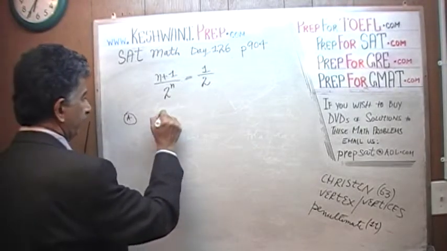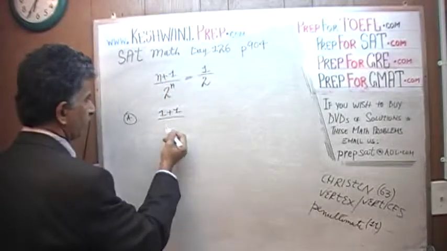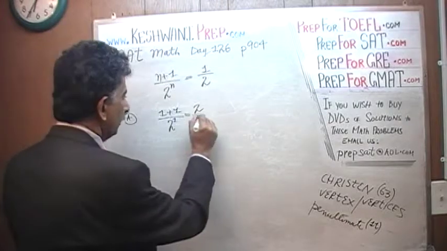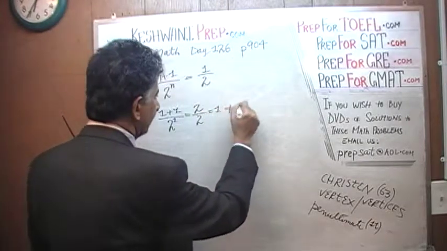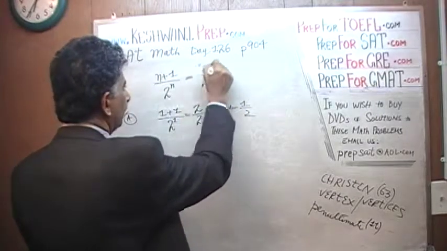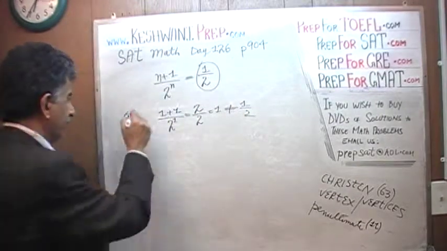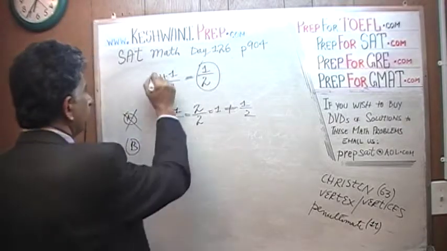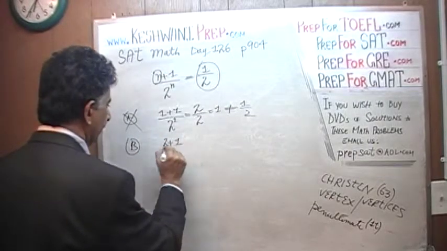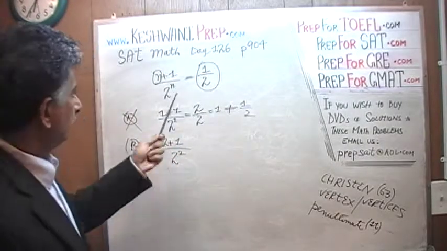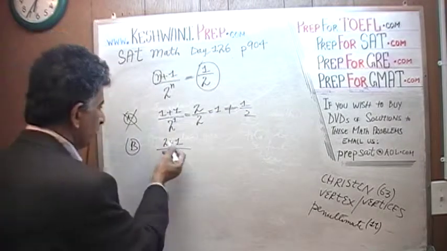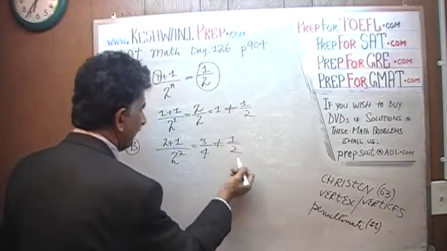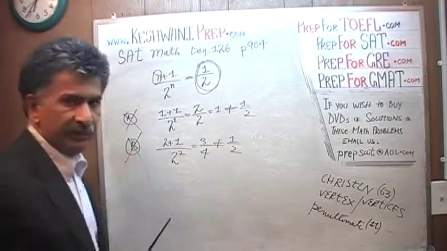If you plug in 1 for n, n plus 1 is 1 plus 1, 2, raised to 1, which is 2, and that does not equal 1/2. We are told that it equals 1/2, and of course it does not. A is not the answer. Let's look at B. In B the answer is 2. So we have 2 plus 1 over 2 raised to 2. Wherever we see n, we replace it with 2. And now we get 2 plus 1, which is 3, and then 2 squared is 4, which of course is not equal to 1/2. B is not the answer.